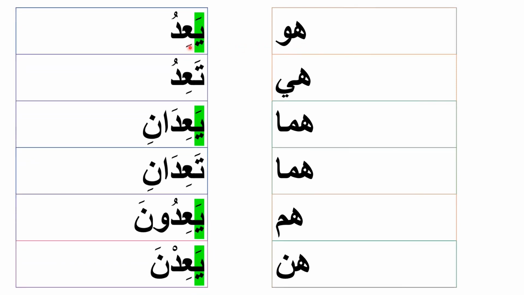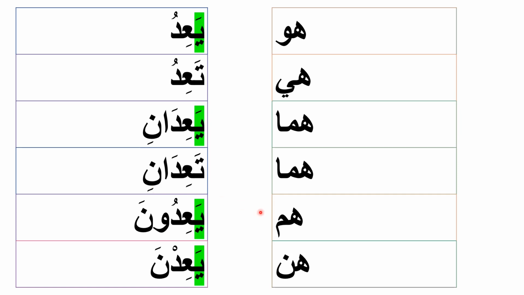هو يعد. He promises. Singular masculine. هي تعد. She promises. Feminine singular. هما يعدان. They both promise. Masculine dual. هما تعدان. They both promise.